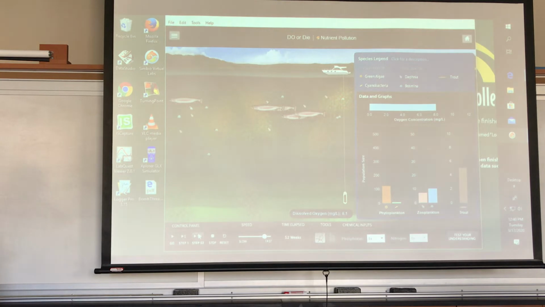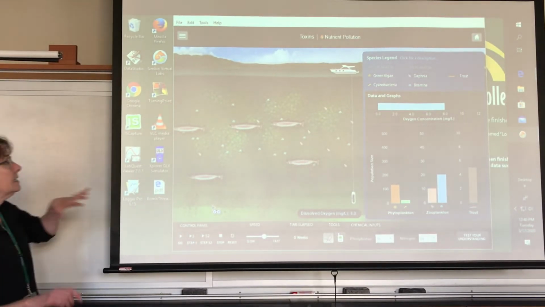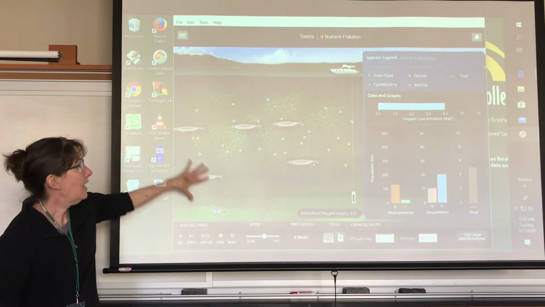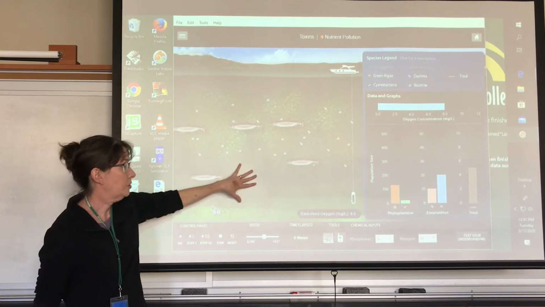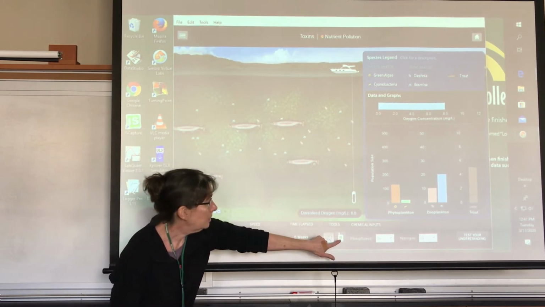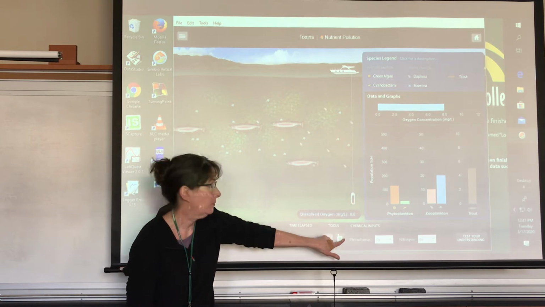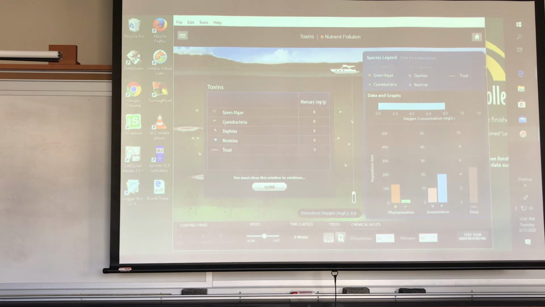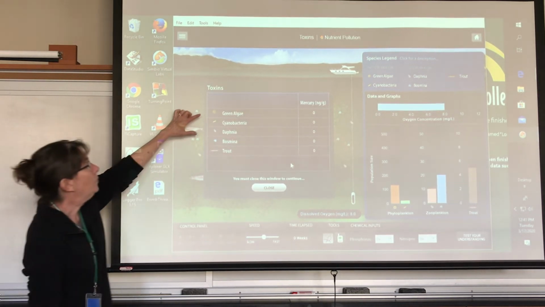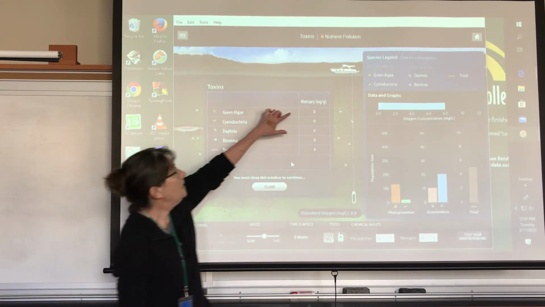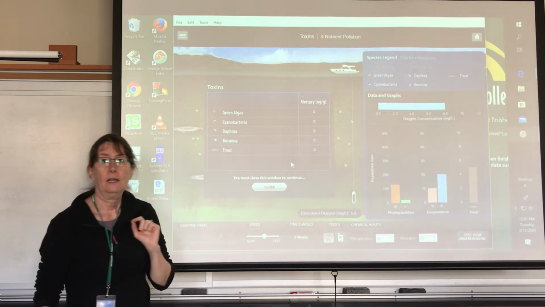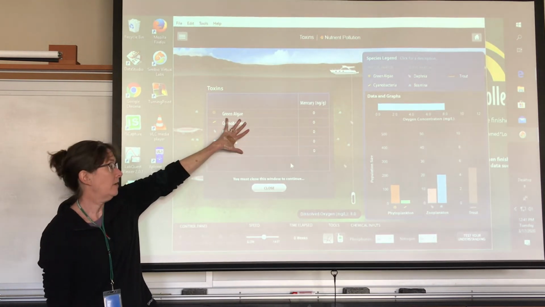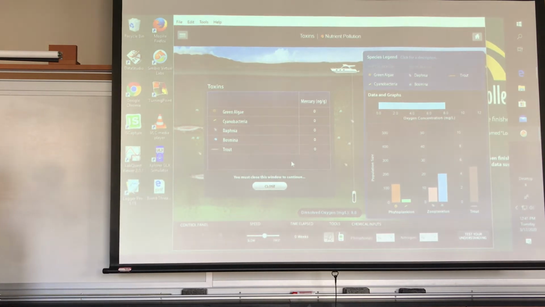So we're going to look at what happens in a food chain when we add mercury. At time 0, we haven't added any mercury to this lake. So this little tool down here that looks like a walkie-talkie, when you click on that, it will tell you each organism and the amount of mercury that's in it. So at time 0, none of our organisms have any mercury.